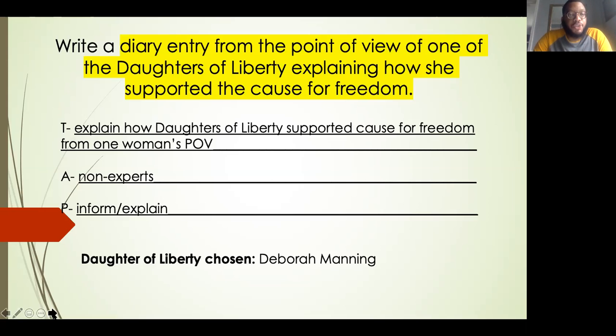And then, of course, you have to choose. I have chosen to take on the role of Deborah Manning. She was one of the Daughters of Liberty in Act 4 of the play. And so, since I am choosing Deborah Manning from Act 4, then I will only need to gather information from Act 4 of the play. So make sure you pause here, go back through the text, and see which Daughter of Liberty you would like to take on and write from their point of view.